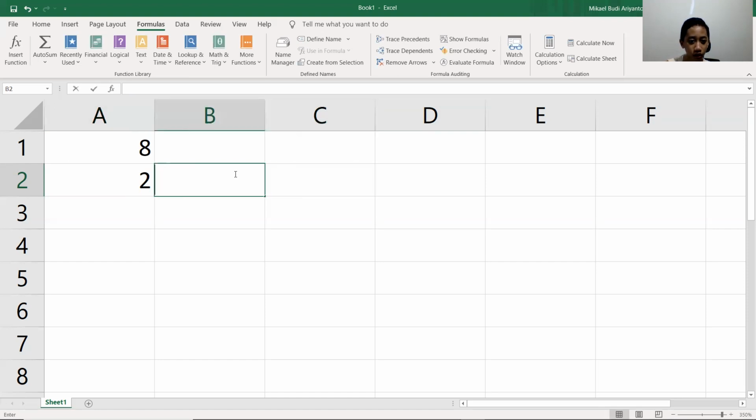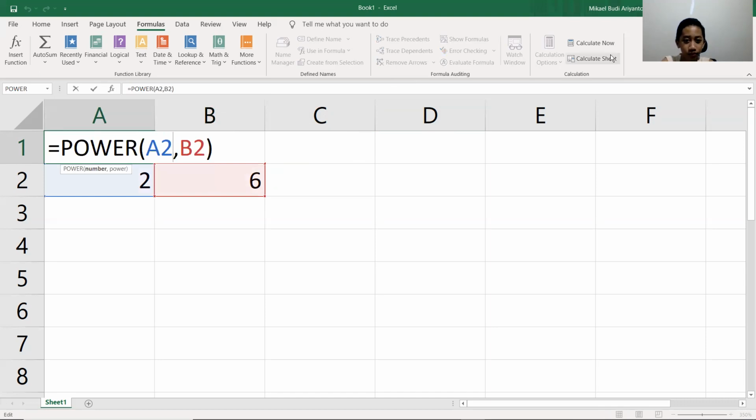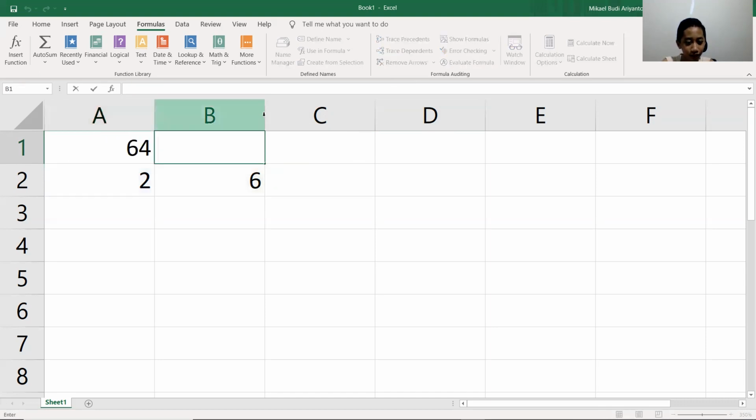Okay, 3 and then 3 and then, for example, 6. And since we cannot enter more than 2 cells, we can use a magic one. You can put whichever you like.